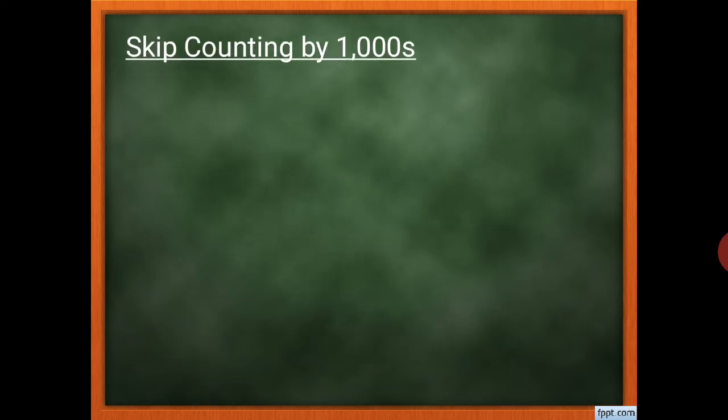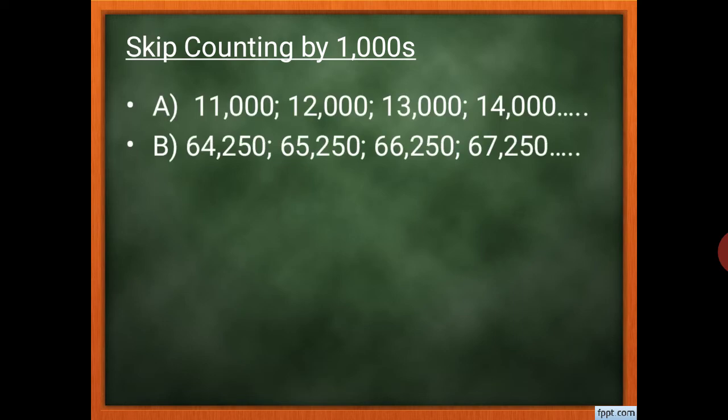So now we'll do skip counting by thousands. I have given here 2 examples, A and B part. As you can see, in the first one it is 11,000, then 12,000, then 13,000 and 14,000 and so on. And in another one, it is 64,250, 65,250, 66,250 and 67,250. So children, can you spot any pattern here? What pattern is it using?